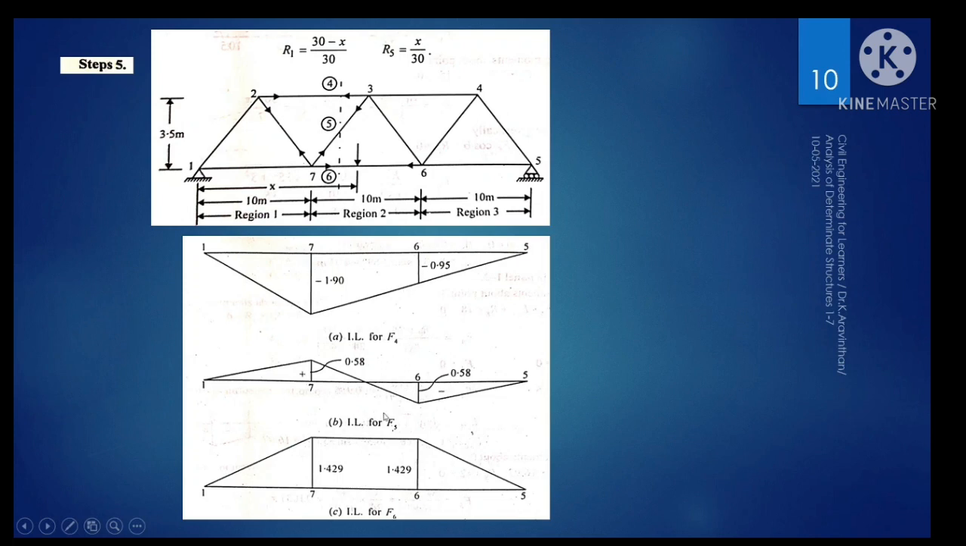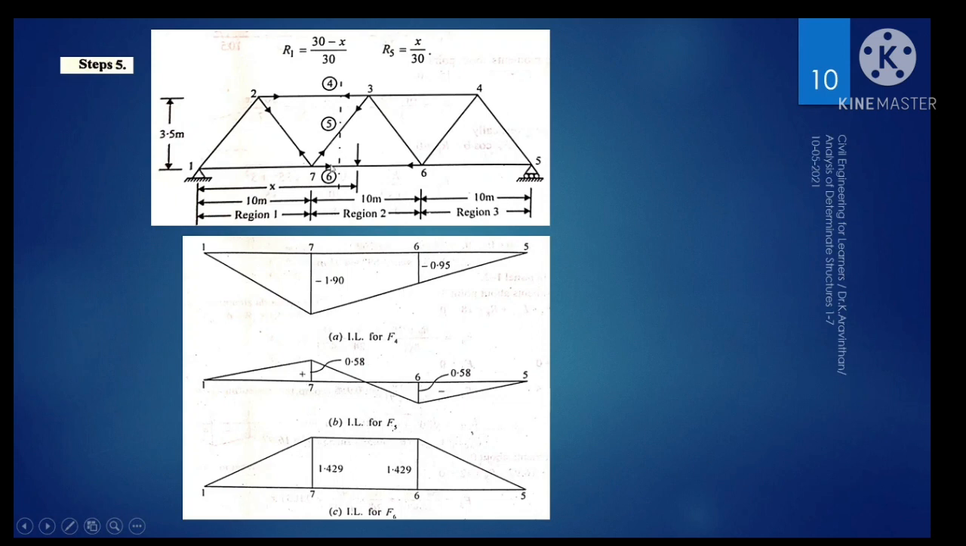And for the member 5, when the load is at left hand side, we got 0.58, and when the load is at right hand side, we got minus 0.58. So you can connect by using the line. So the influence line will be in this pattern. While the load is moving, the member 5 was initially at tension while the load is at this point, and when it crosses the region 3, this became a compressive member.